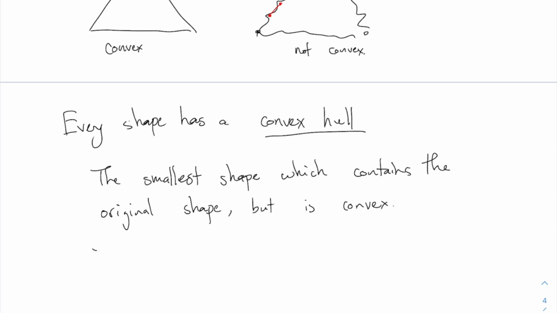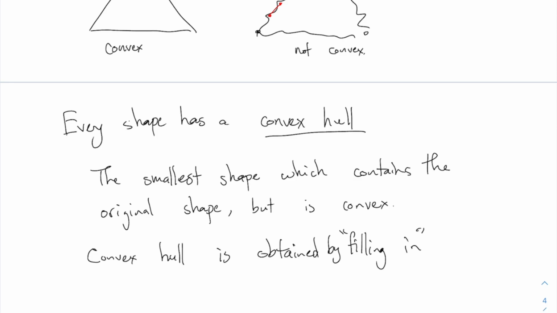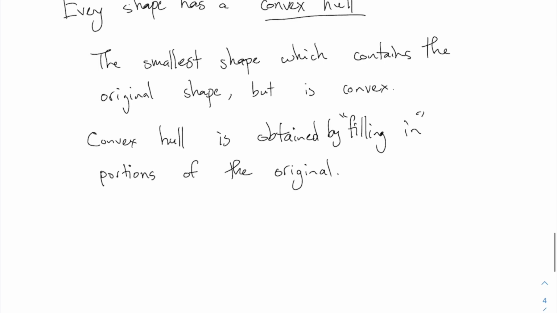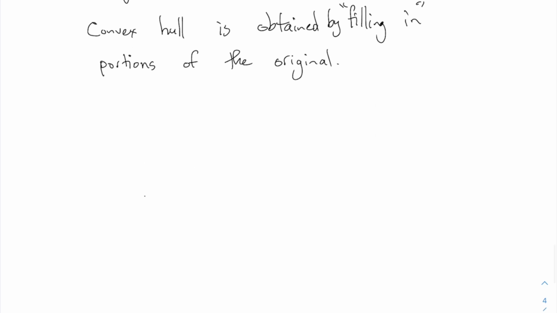So the convex hull is obtained by filling in portions of the original shape in order to make it convex. All right? So for example, the Pac-Man by itself is not convex. What is the convex hull of the Pac-Man? It means you just fill in the innie.